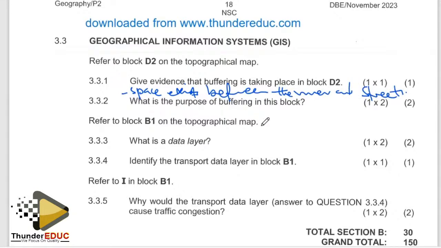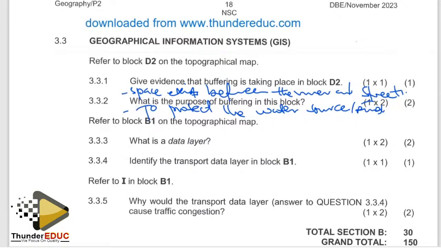Okay. What is the purpose of buffering in this block? Okay, to protect the water source, which is the river. You can also say buffering is taking place because you can avoid drowning in the river and so on and so forth, or accidents in the river.